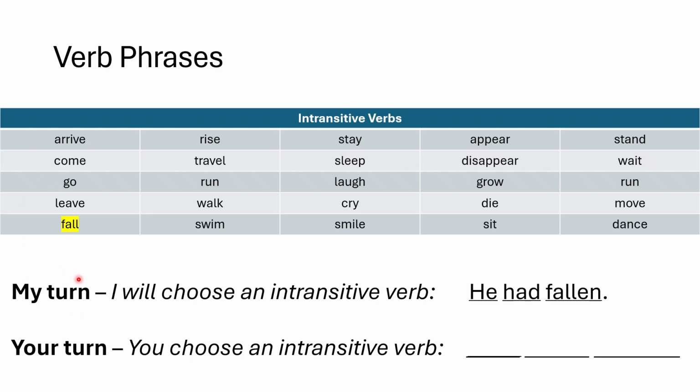My turn. I will choose an intransitive verb. Fall. He had fallen. Remember, for a verb to be in the perfect tense, the main verb must be in the past participle form. Your turn. You choose an intransitive verb.